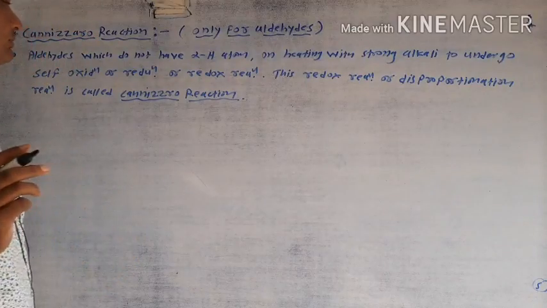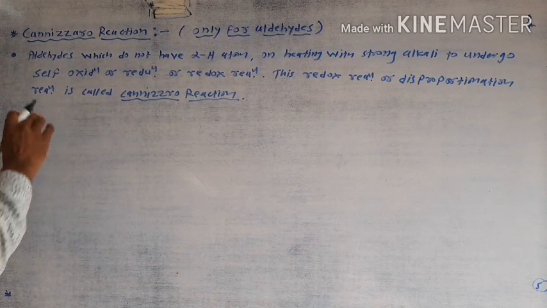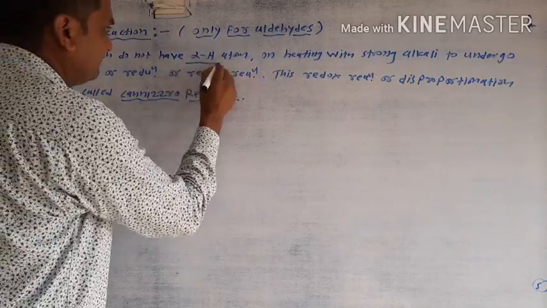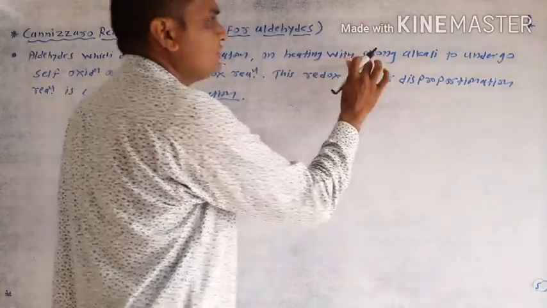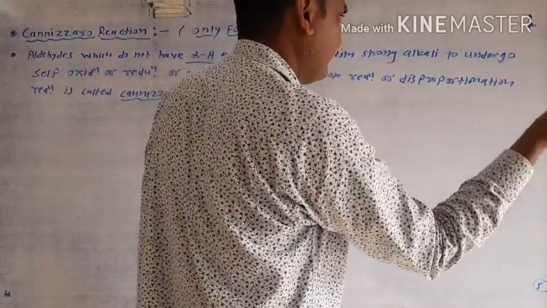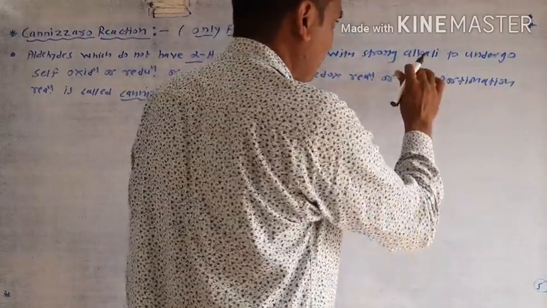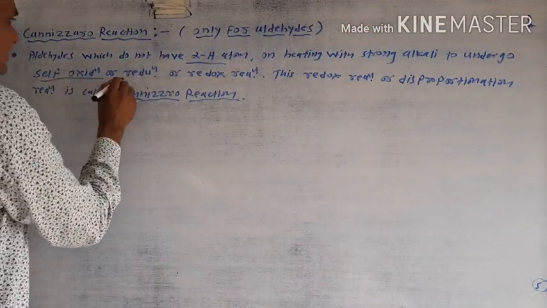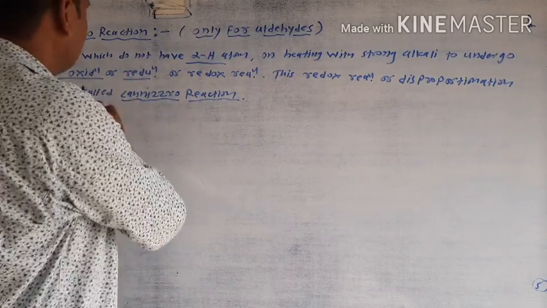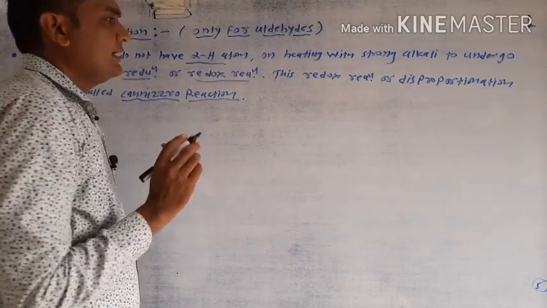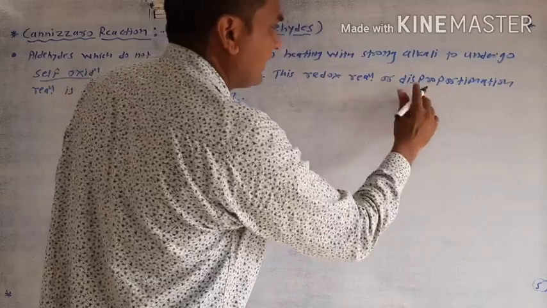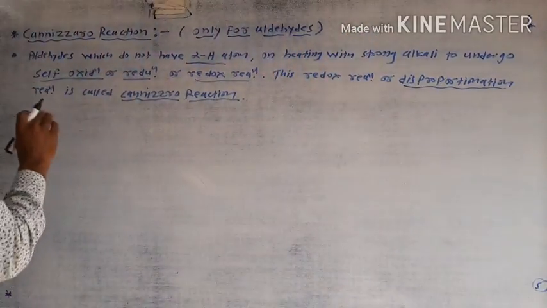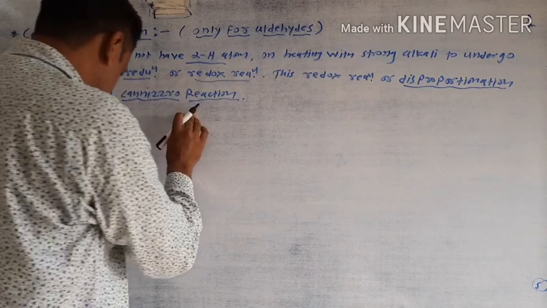The very simple meaning of the Cannizzaro reaction: when an aldehyde which does not have an alpha hydrogen atom is heated with a strong alkali like 50% NaOH or 50% KOH, it undergoes self oxidation or reduction reactions, also called a redox reaction. This redox reaction is also called a disproportionation reaction. This disproportionation or redox reaction is called the Cannizzaro reaction.